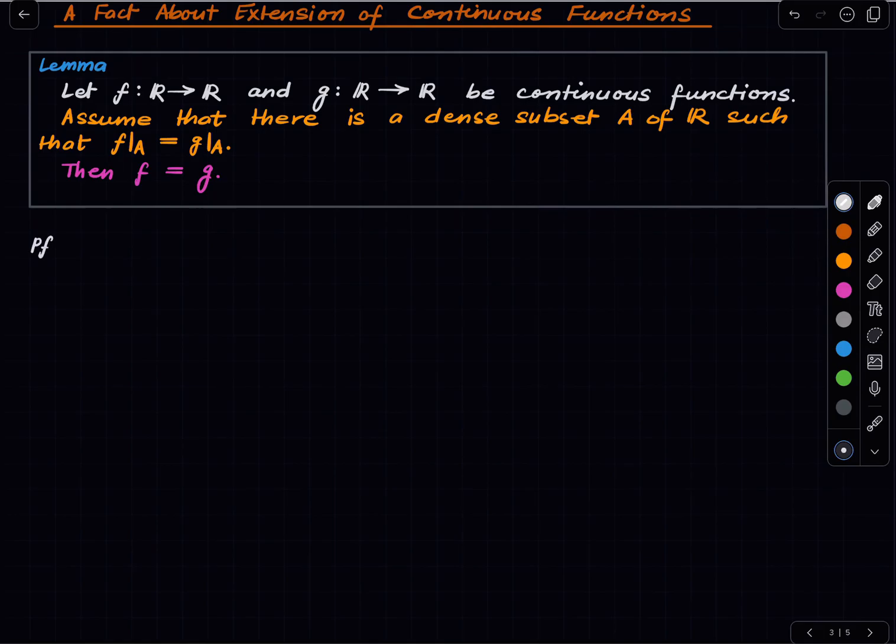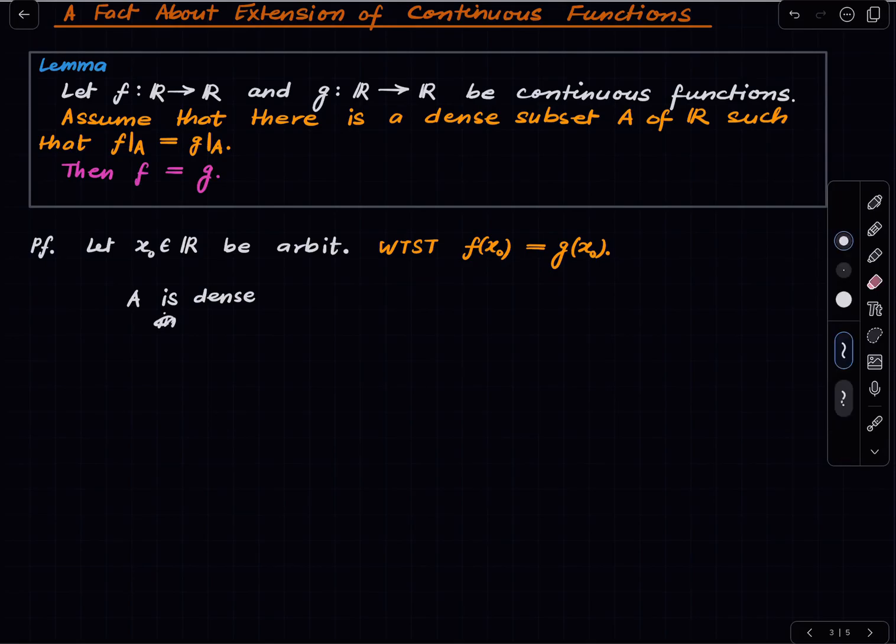We will use the convergence criterion of continuity. So let x naught be an arbitrary real. And we want to show that f of x naught equals g of x naught. That's what it means to say that f and g are equal. Okay, so here is the main point. Since A is dense, or let me write it in a different way, A is dense in R.